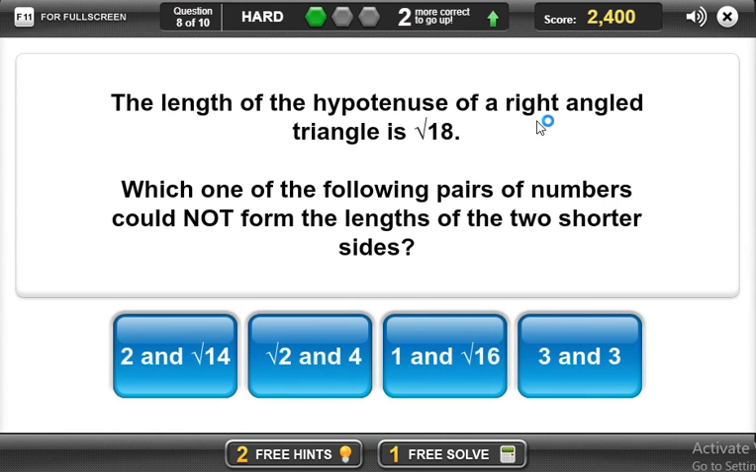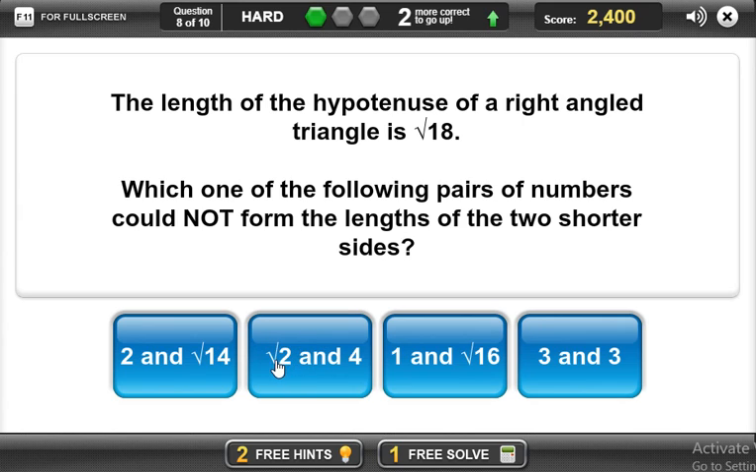The length of the hypotenuse, the same thing, we're looking for what does not or could not form the hypotenuse. So what we've got here, 2 squared is 4 plus square root of 14 squared is 14. So 4 plus 14 is 18. So it's going to work properly. The two sides could be 2 and the square root of 14.